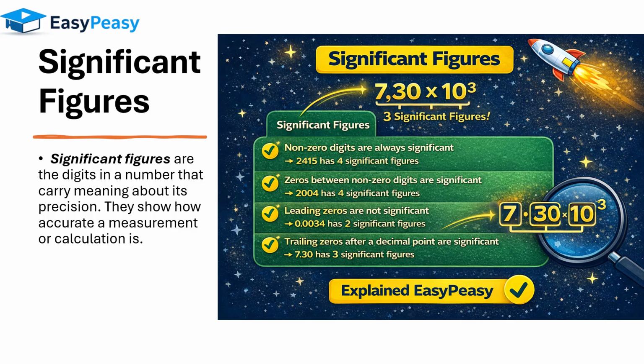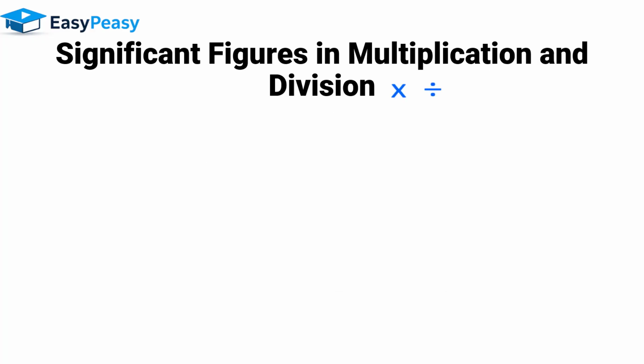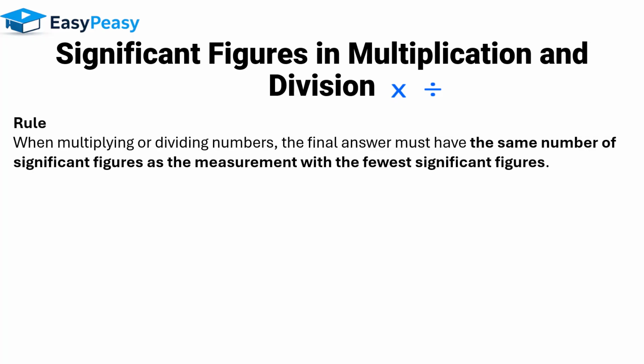Okay, let's move on towards the operations in the significant figure. So how can significant figures be added, subtracted, multiplied, or divided? Let's start with multiplication and division. The rule says when multiplying or dividing numbers, the final answer must have the same number of significant figures as the measurement with the fewest significant figures.